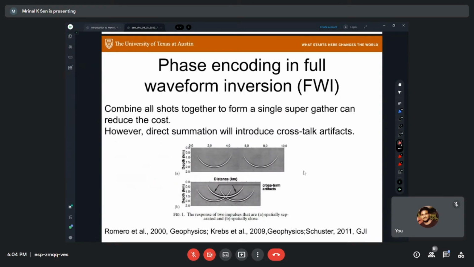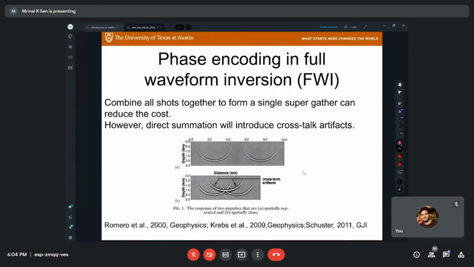So one thing that came out handy is rather than putting in the sources separately, what if we add those up and just run it once, generating a super gather. What happens with super gathers is that you see some crosstalk from different shots, because the experiment was actually done separately. You fired a shot, waited for some time, then fired the next shot. If you fired separate shots simultaneously, the signal from each shot will arrive at the receiver at different times, but they will mix up.